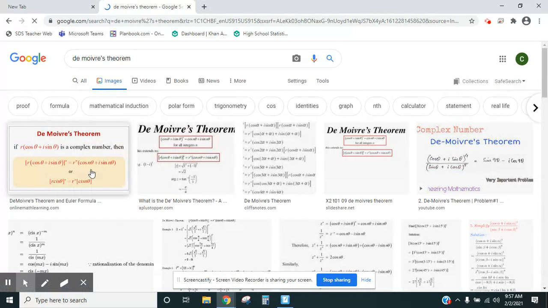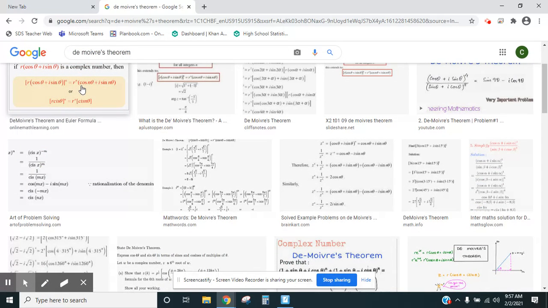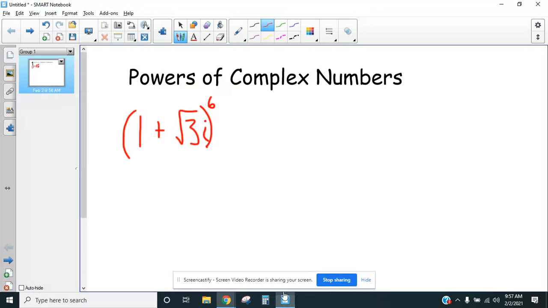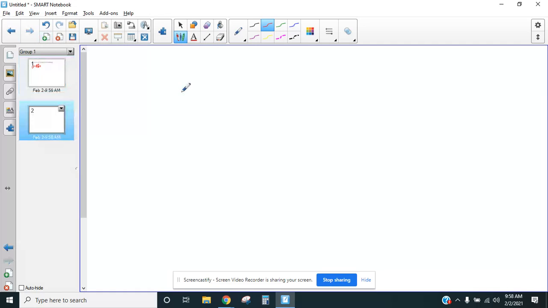De Moivre's theorem says this. If we take something to the nth power, and it's a complex number, this is how we find it. Let me write it out a little differently on here. Let's get a new tab. Let's say I got a complex number like this.